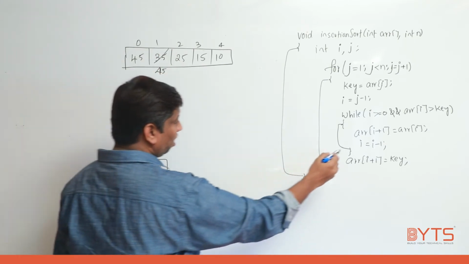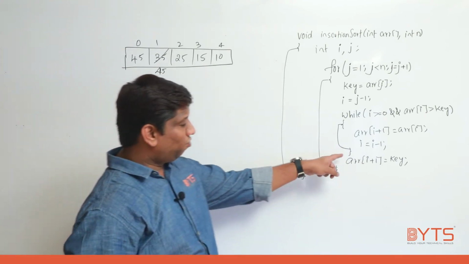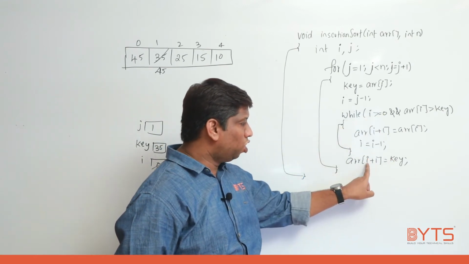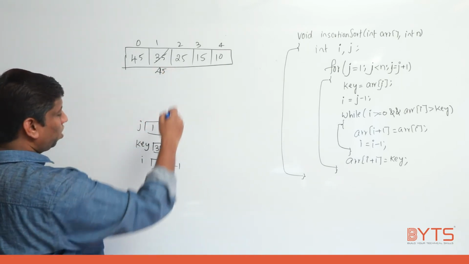Well, next, I is equal to I minus 1. I value will become minus 1. End of the loop, minus 1 greater than or equal to 0 is false. Come here, ARR of minus 1 plus 1, that is 0, is updated with key. What is the value of key? 35.